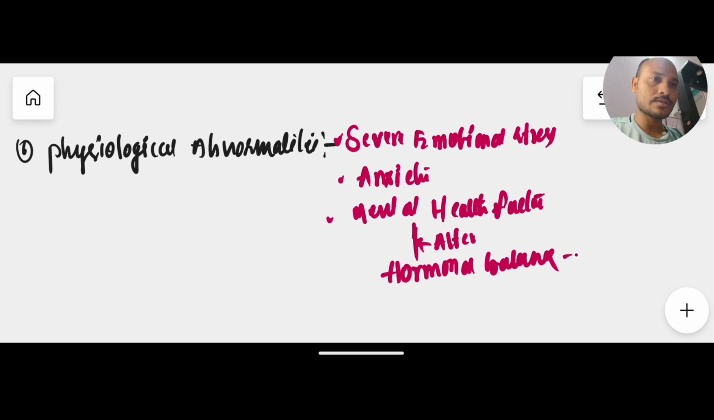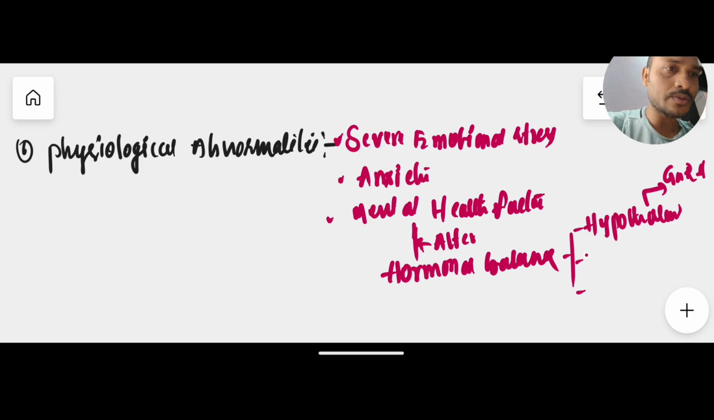Generally, the hormones essential for fertility start from the hypothalamus, which produces gonadotropin releasing hormone. Due to severe emotional stress, anxiety and mental health factors, the hypothalamus is disturbed, and it stops the release of GnRH, gonadotropin releasing hormone. Not only the hypothalamus, it also affects the pituitary gland.